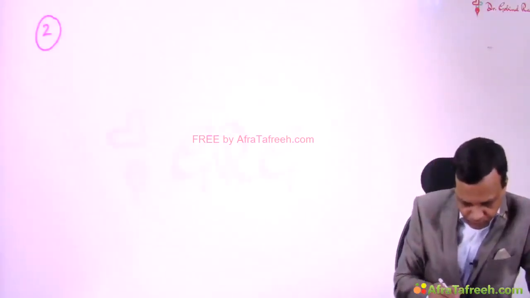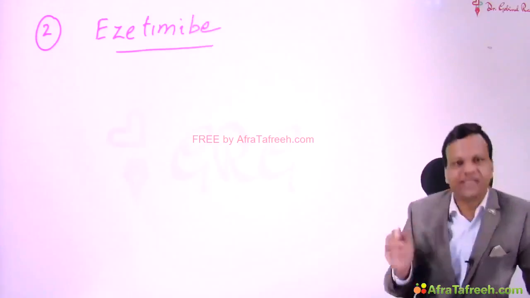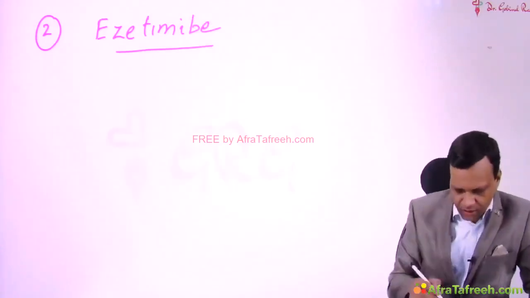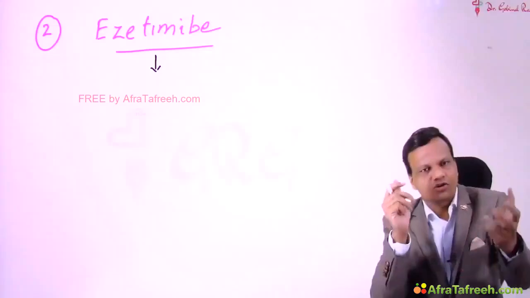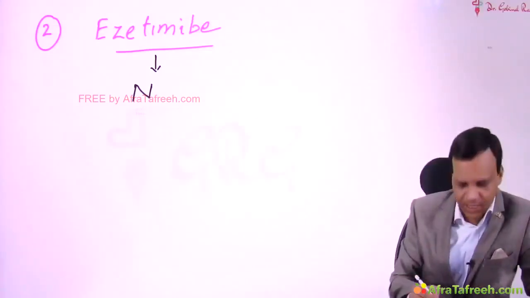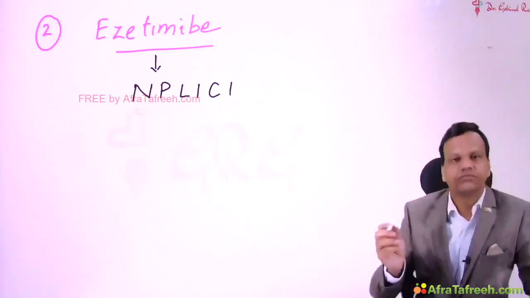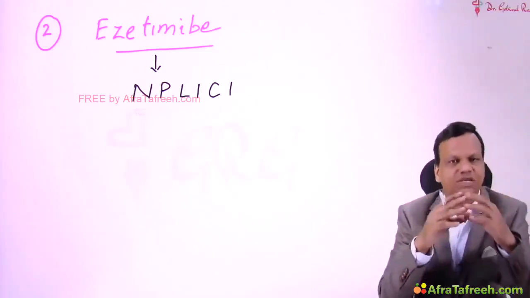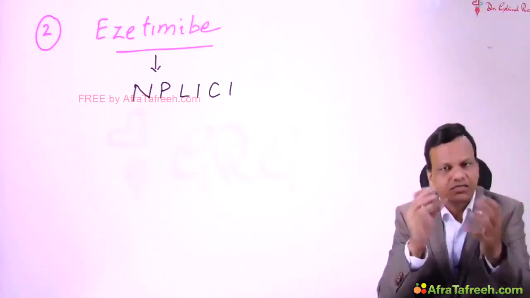Now moving to the second group, it is called ezetimibe. Ezetimibe is a drug which acts by inhibiting the absorption of cholesterol from the GIT. In the GIT, there is a transporter known as Niemann-Pick like 1 C1. A protein or a transporter is present in the GIT. The name is Niemann-Pick like 1C1.